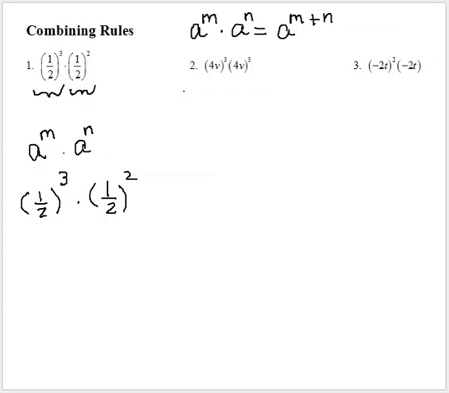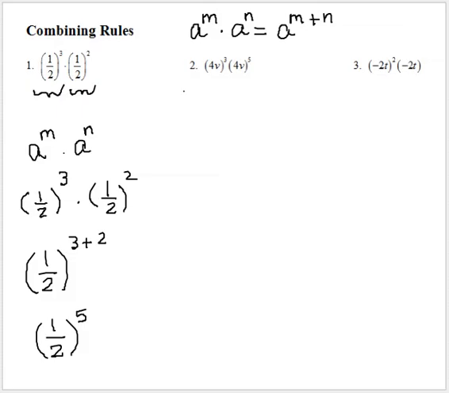So that would be 1/2, we keep the base, to the power of what? What would be the power, Cassandra? 5, exactly. 3 plus 2. Then we have 1/2 to the power of 5. Very good. That would be 1 to the power of 5 over 2 to the power of 5, of course, right? Okay, how about the second one?